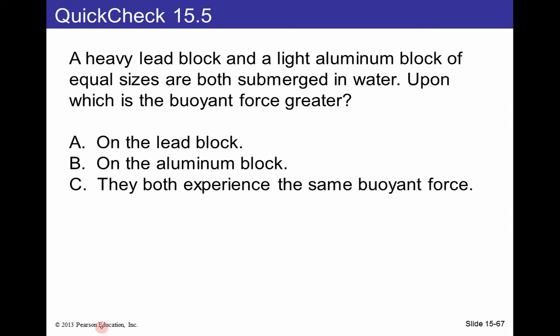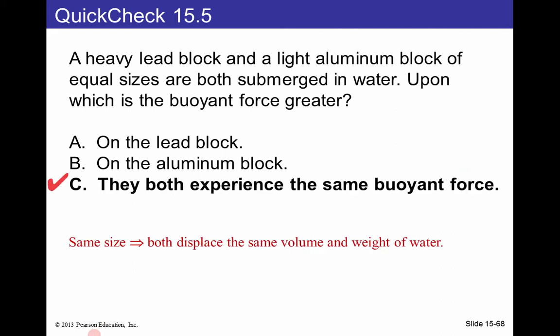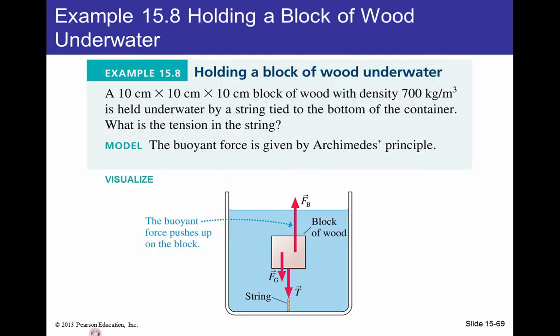Let's look at a question to see if we understand this. We have a heavy lead block and a light aluminum block of equal sizes, and they are both submerged in water. On which is the buoyant force greater? On the lead block, on the aluminum block, or do they both experience the same force? And the answer is C, simply because they both have the same size, right? So they displace the same amount of water, and the buoyant force only depends on the amount of water that is displaced.